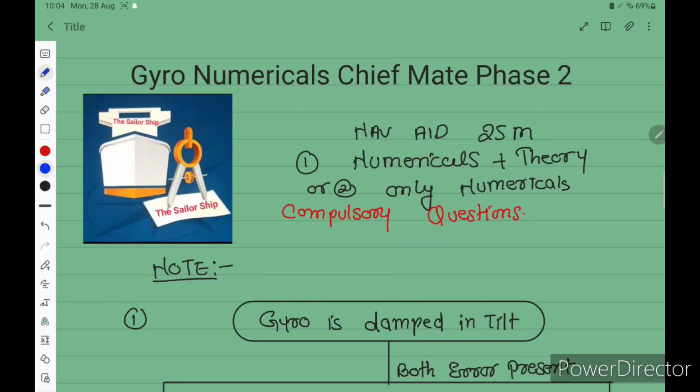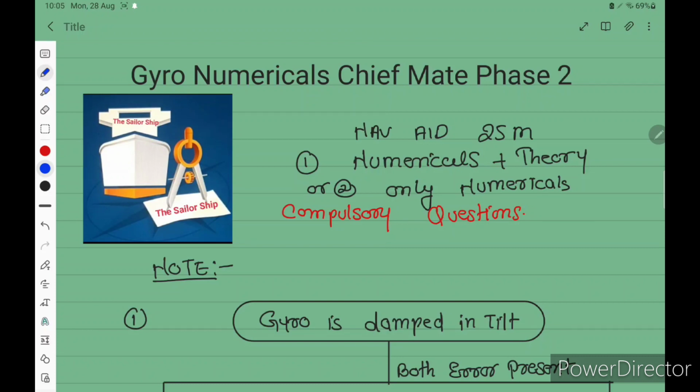Let's discuss Gyro Numerical, which is part of NAVED Achievement Phase 2 question, and it's a compulsory 25 marks question. It's very simple. Sometimes only the numerical comes for 25 marks, so you will score 25 marks easily. Sometimes it comes separately, like 15 marks for the numericals and 10 marks for the theory. Today I am going to discuss only the numerical parts. Theory parts I will discuss in my next video.